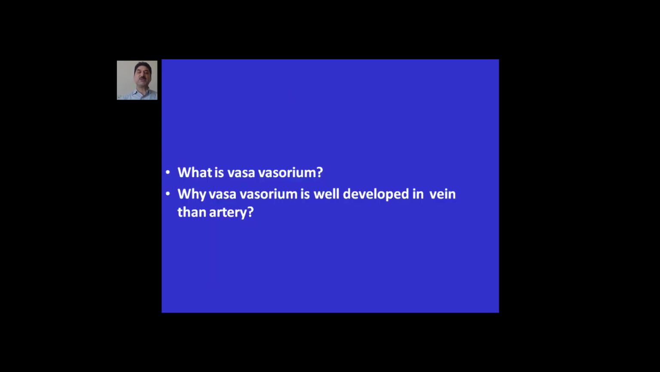Now let me ask you a question. What is vasa vasorum? Why is vasa vasorum well developed in a vein than artery? Vasa vasorum is basically blood vessel supplying a blood vessel. This is more developed in case of vein than artery.